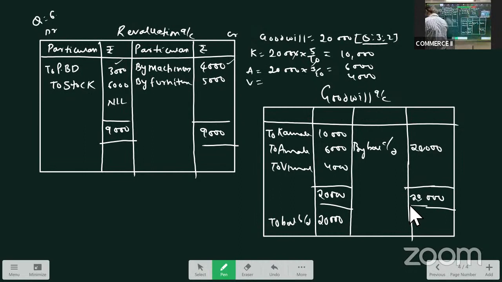Yeah, this is how the goodwill account will appear. Goodwill is showing a debit balance, which we have to show in the balance sheet. Right. Next, we have to prepare the partners' capital accounts.